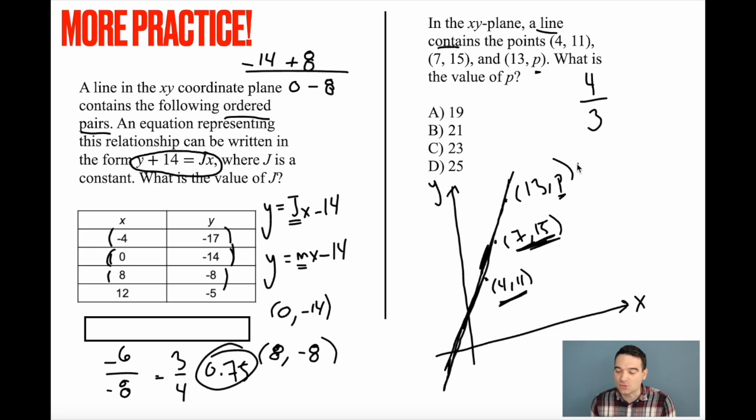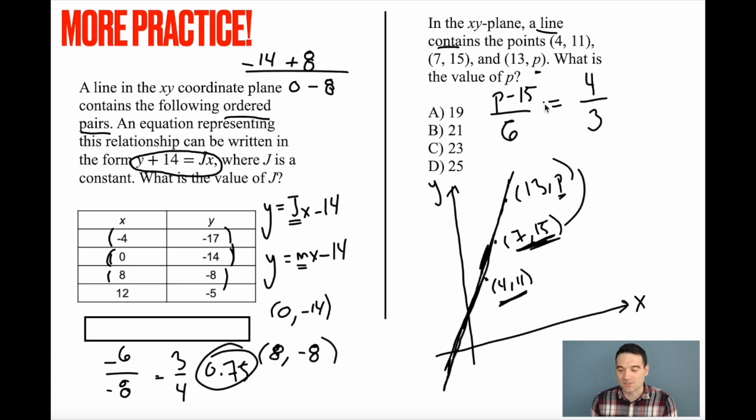So let me look at these 2 points right here, right? From 7, 15 to 13, p. And I'm going to do the same thing that I just did, but involving p. So the way to calculate the slope is p minus 15 for the y's, over 13 minus 7, which is 6. There we go. P minus 15 over 6. And I know that when all is said and done, these have to equal each other. P minus 15 over 6 has to equal 4 over 3 because that is the slope of the line, and the slope of the line does not change.